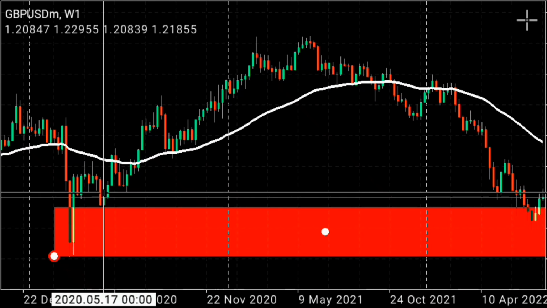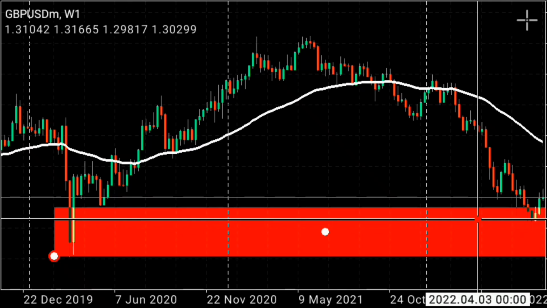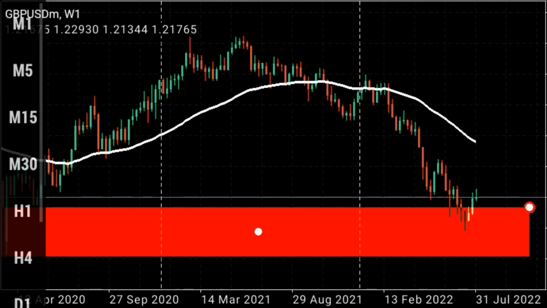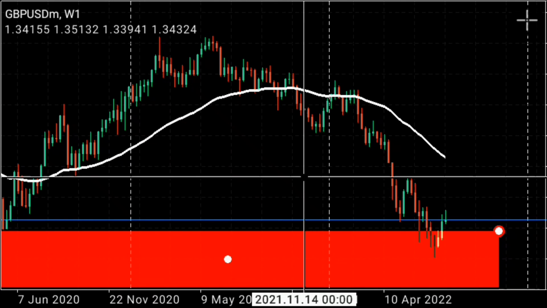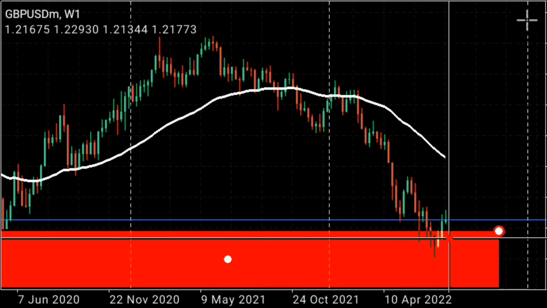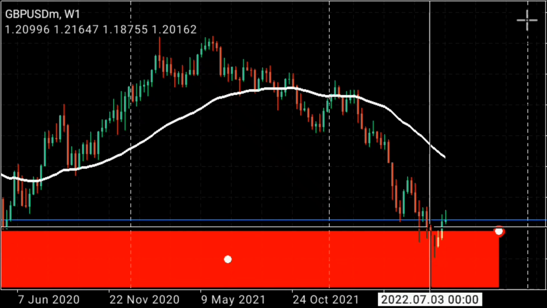So as you can see, price just tapped into the demand level and is starting to go up.